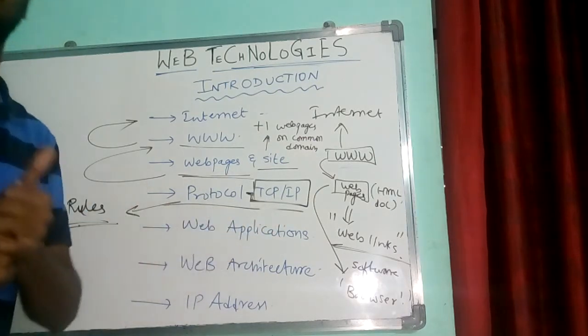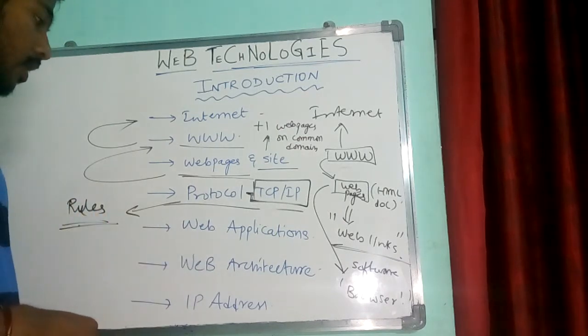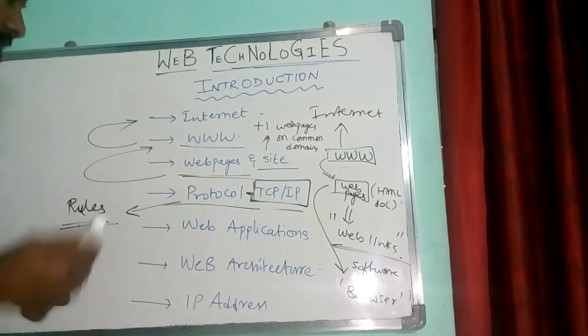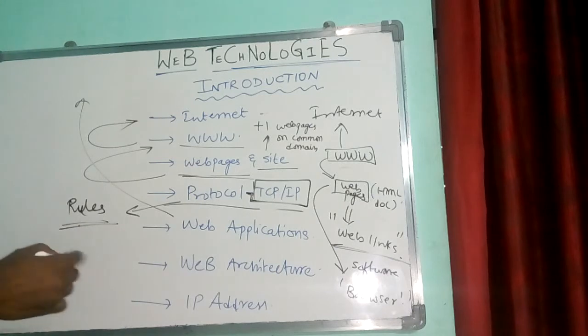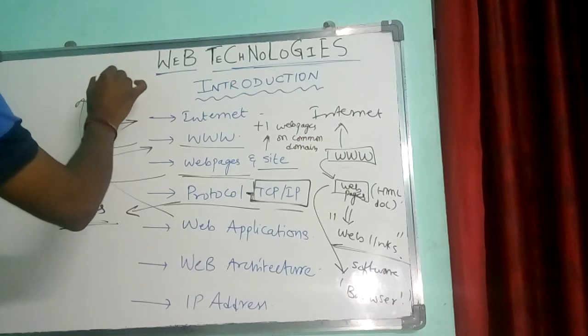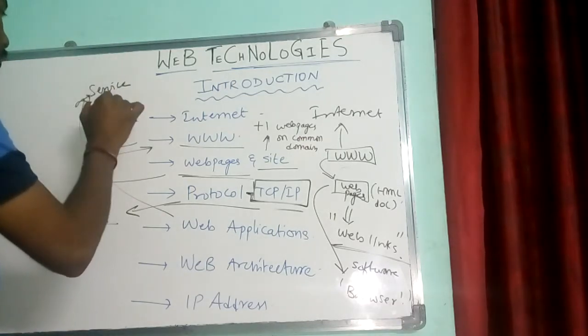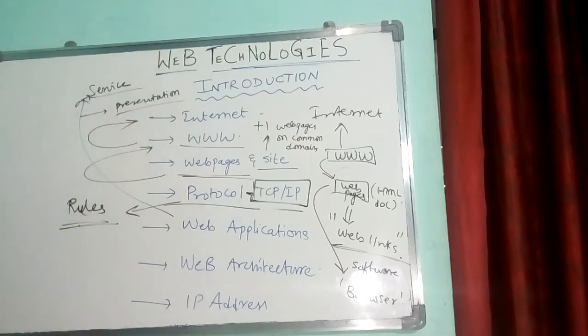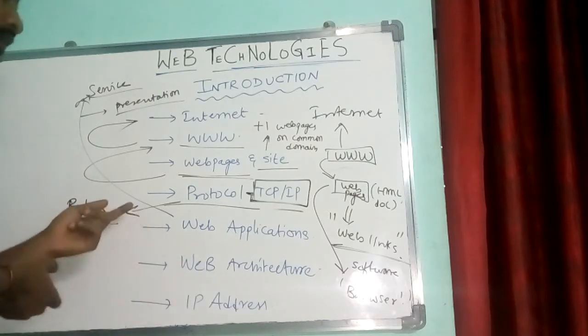Now next comes web applications. Web applications are mostly of two types: one is service oriented, the other is presentation oriented. Before going into that, what is a web application? Simple. Applications that are accessed via the web browser are called web applications.